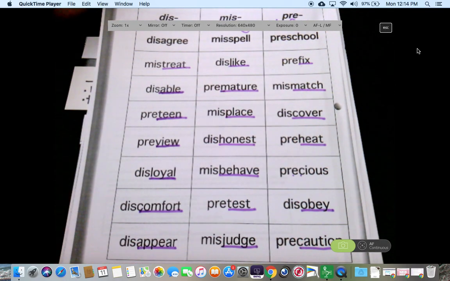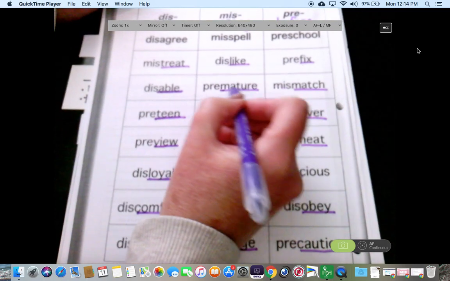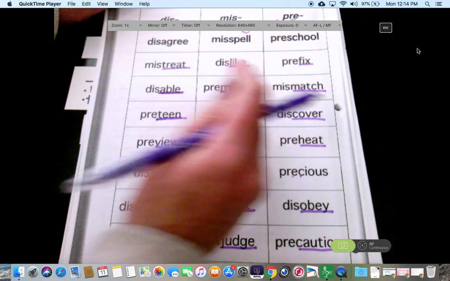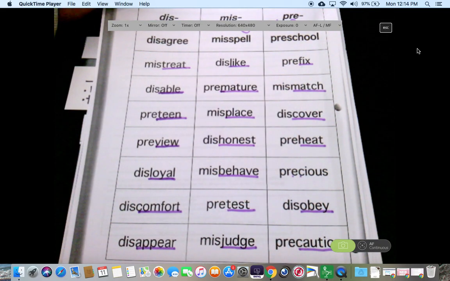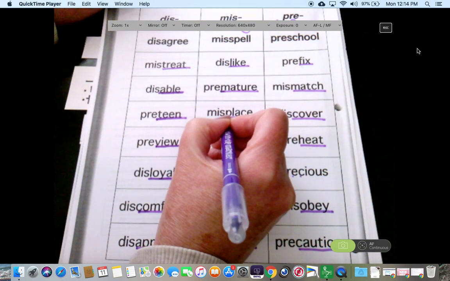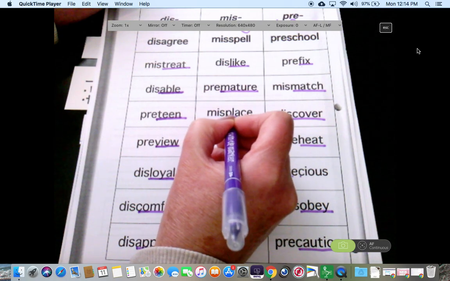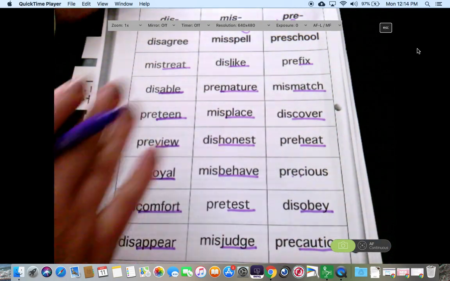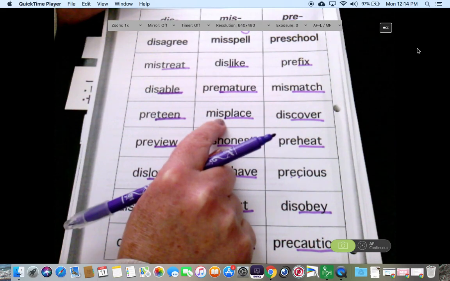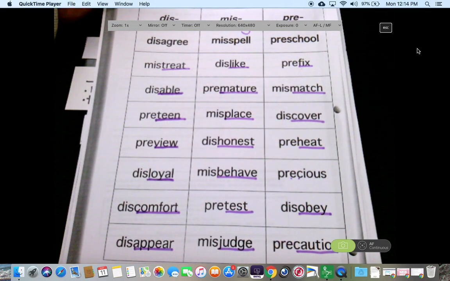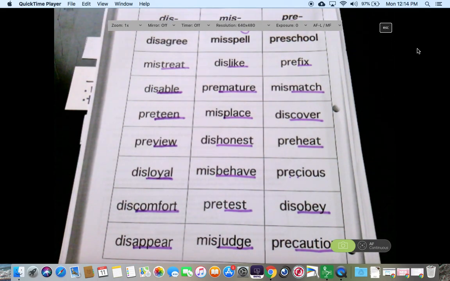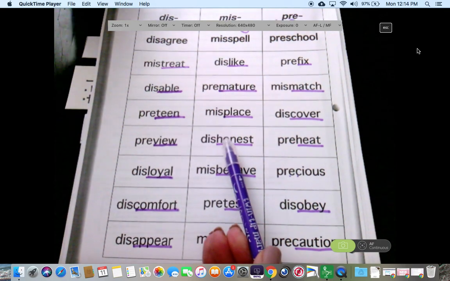Premature. So mature means like a plant maybe is mature. It's fully grown, okay? Premature, it's not fully grown yet. Depending on what you're using it for, it's premature. It's not fully to the place where you would want it to be to use it. Misplace. So again, to place something is to put something where it belongs. To misplace means to put something in the wrong place. So sometimes we say, oh, did you misplace your pencil? Let's see if we can find it.